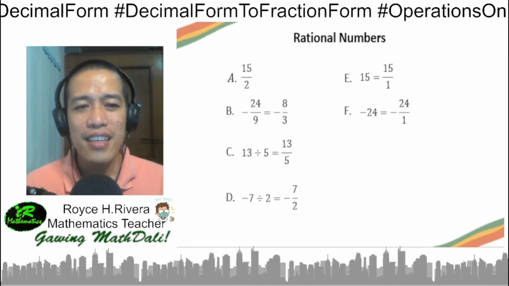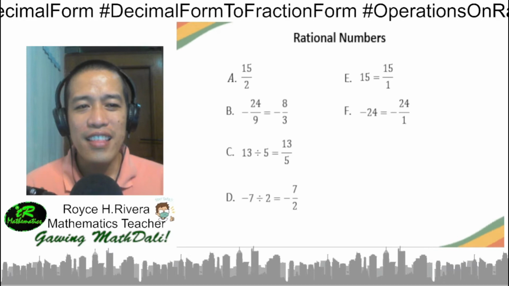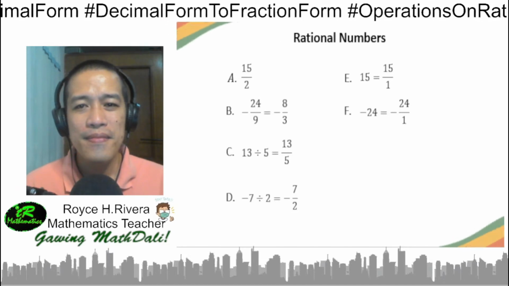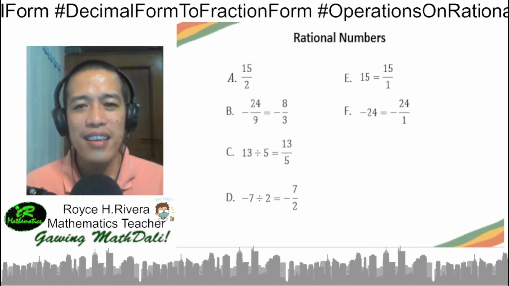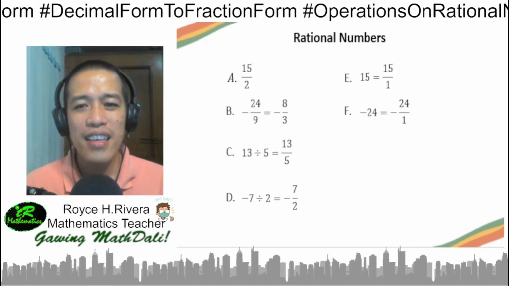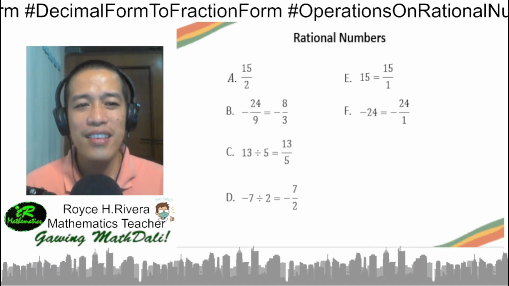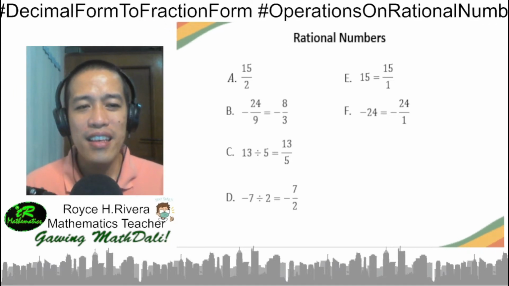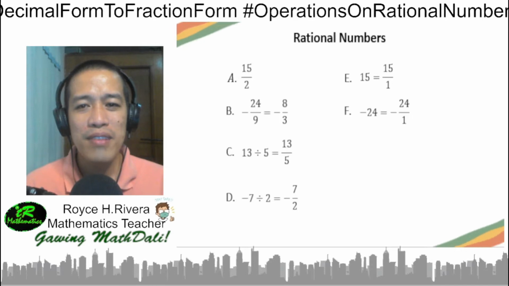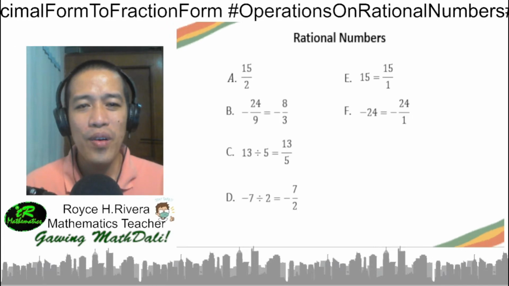Letter E, the integer 15, which can be written as the ratio of 15/1. In letter F, the integer negative 24 can be written as the ratio of negative 24 over 1.